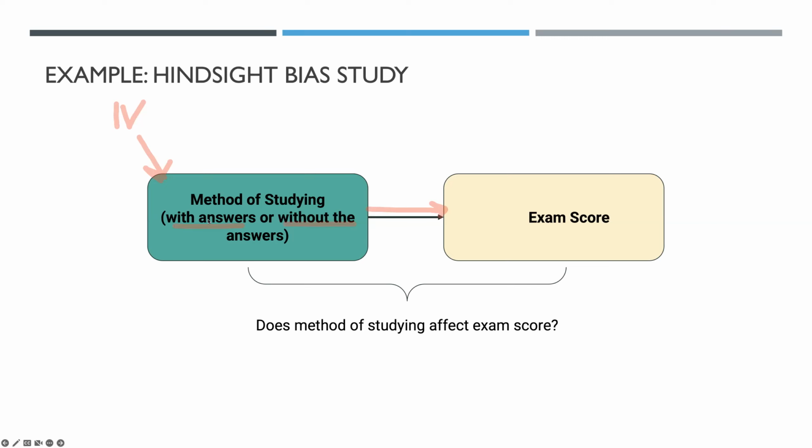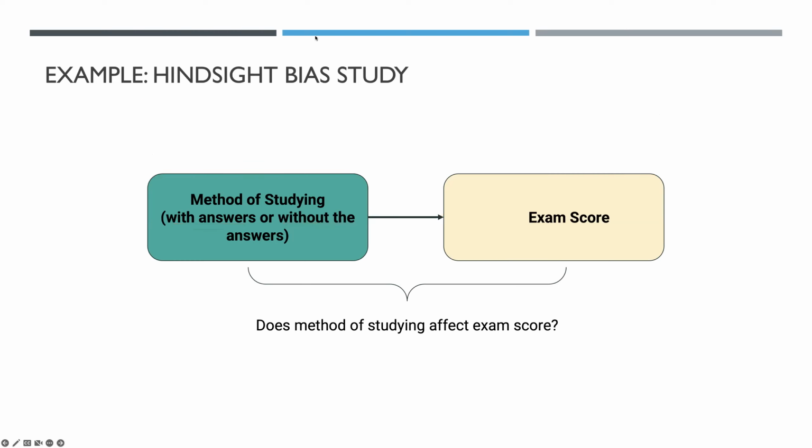So we might think our with-answers people are going to have a lower exam score versus the people who did not get answers. So this would be our basic study. These are our variables of interest. These are the two variables that we're trying to isolate and try to determine how one affects the other. So we have our dependent variable of exam score over here. We want to control everything else.